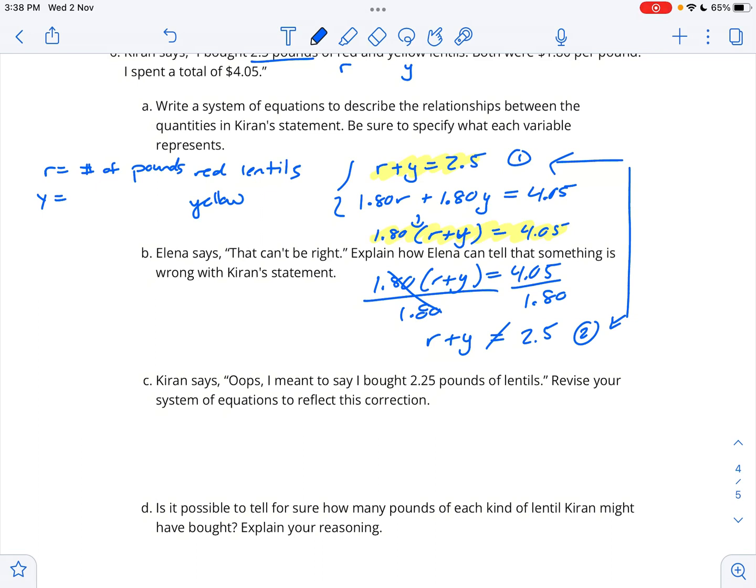And see, it says, Kieran says, oops, I meant to say I bought 2.25 pounds of lentils. Revise your system of equations to represent this. So here, 2.25 pounds is what we should have written in that first equation. So this would become r plus y is equal to 2.25. And then the second one's going to stay the same. I'll leave it in the form 1.80 times (r plus y) is equal to 4.05.